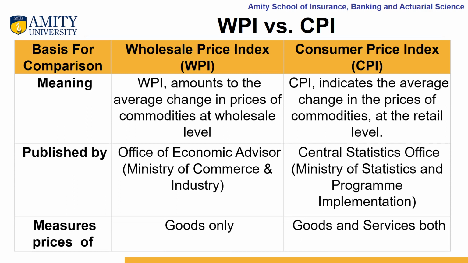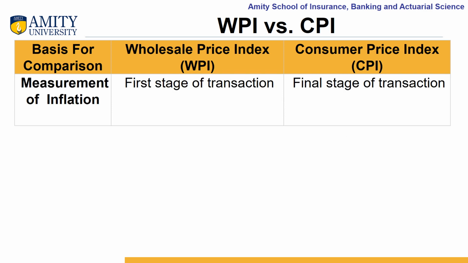The third major difference between WPI and CPI is that WPI measures the prices of goods and not services, whereas CPI measures the prices of both goods and services. In the Wholesale Price Index, the first stage of transaction is used for the measurement of inflation, whereas in CPI, the final stage of transaction is used for the measurement of inflation.